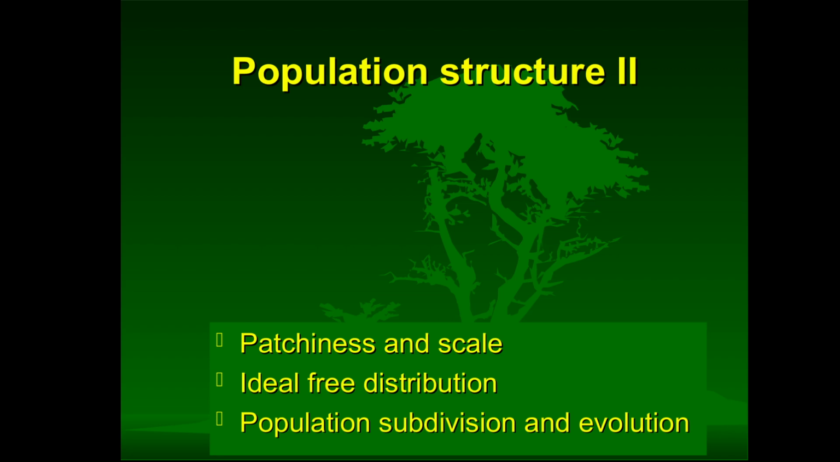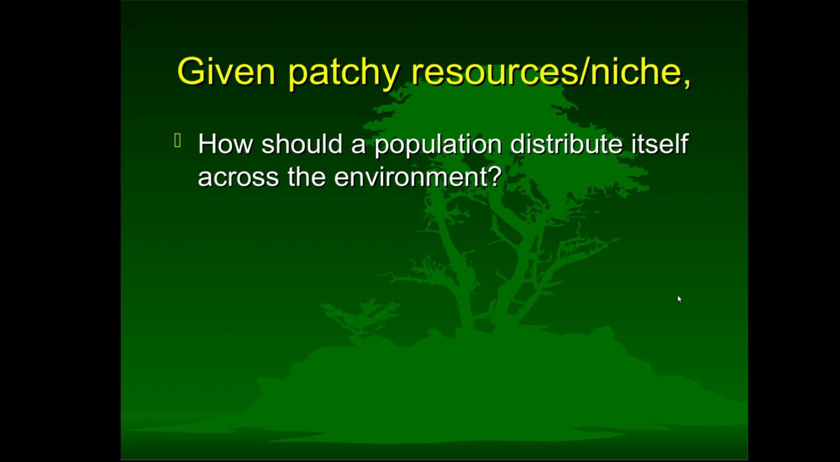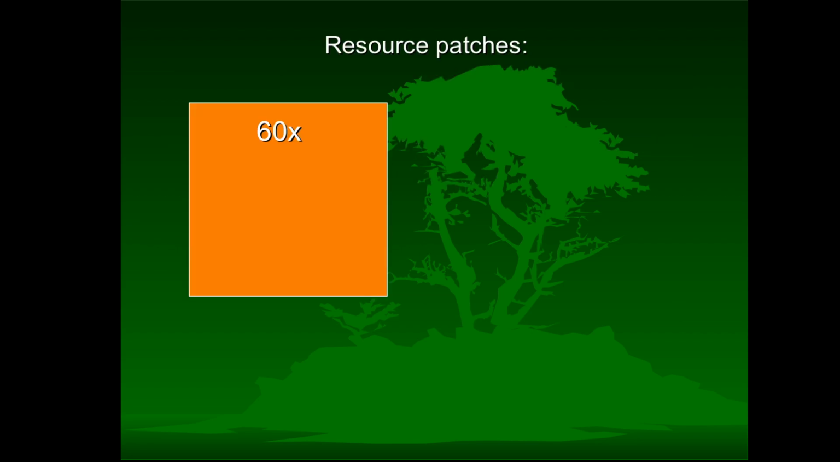All right, so the next question, we're going to talk about the ideal free distribution and other distributions. And that's the answer to the question, given that resources are patchy, they're in patches across the environment, across space, what is the optimal way for organisms to arrange themselves across those different patches? So how should a population distribute itself across the environment?